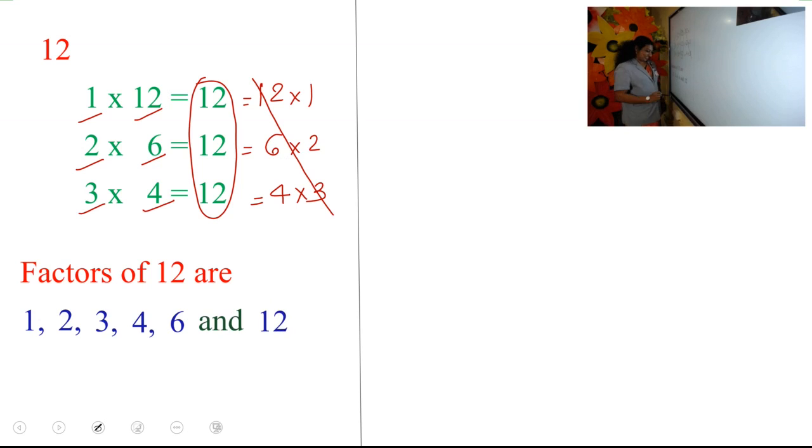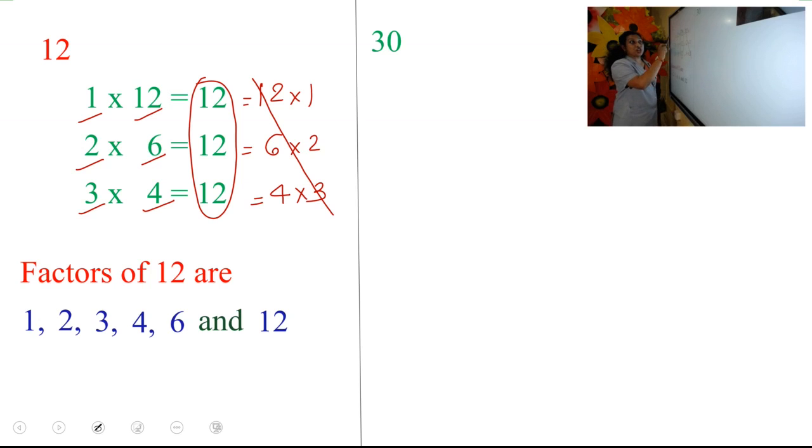Understood? Next question. 30. We are familiar with the number 30. So, I told you 1 is a factor of every number. We'll start with 1, isn't it? So, that is one property of factors.